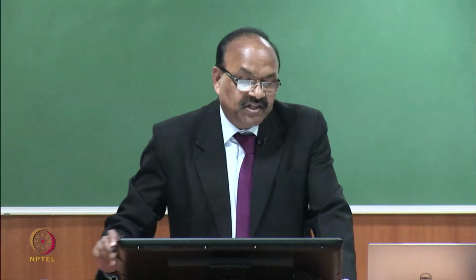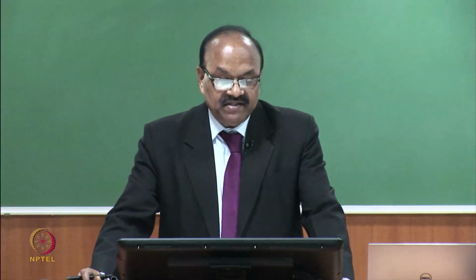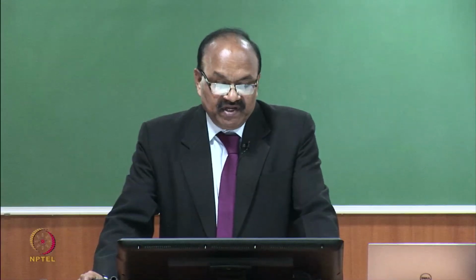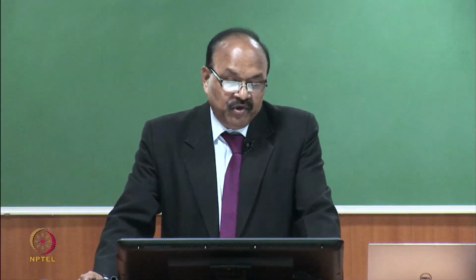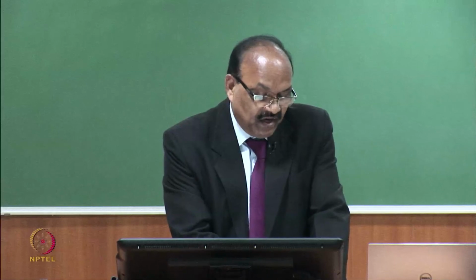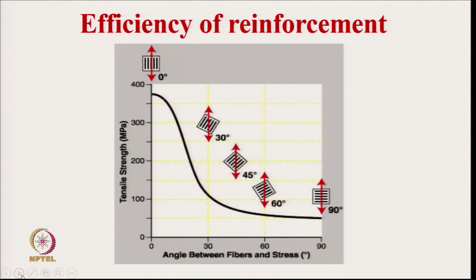Similarly, if you look at other properties, for example, the orientation of the fibers. Orientation of the fibers in one direction gives very high stiffness and strength, which is very fundamental to textile principles. However, for the same volume of fibers per unit volume of the composite, it cannot match the stiffness and strength of unidirectional composites, which we will discuss subsequently. What is the importance of orientation when you try to develop a textile structure, unidirectional, bidirectional or in a multidirectional arrangement? This is very important as far as the orientation of the fibers is concerned in composite material.